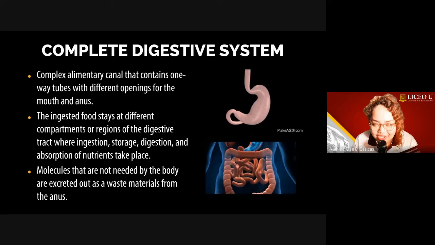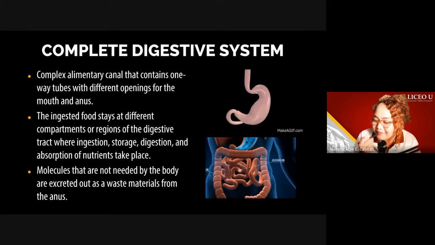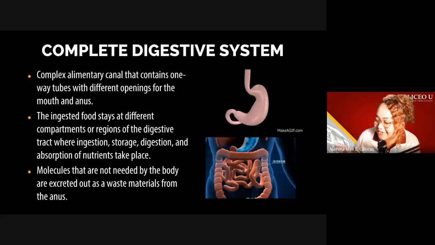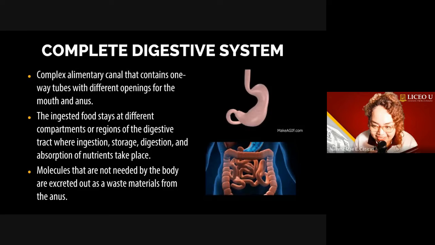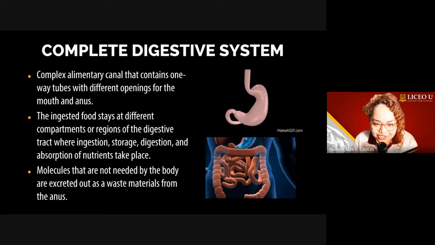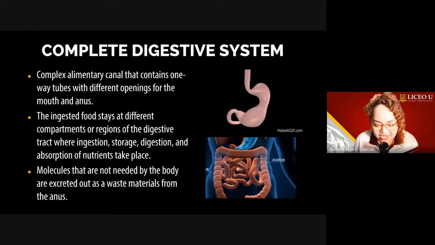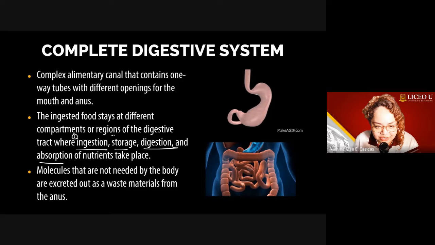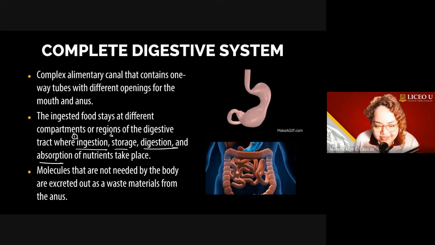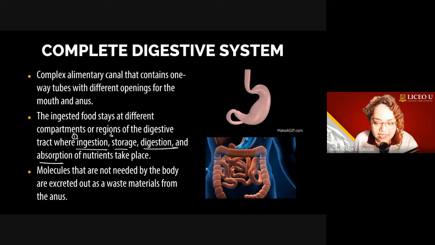And of course, you have the complete digestive system, wherein we humans have a mouth for the ingestion of food and a dedicated opening for the excretion of waste. So there is a complex alimentary canal that contains one-way tubes with different openings for the mouth and the anus. The ingested food stays at different compartments or regions of the digestive tract where ingestion, storage, digestion, and absorption of nutrients take place. Those are the processes of digestion; we will talk about them later. Molecules that are not needed by the body are excreted out as poop.